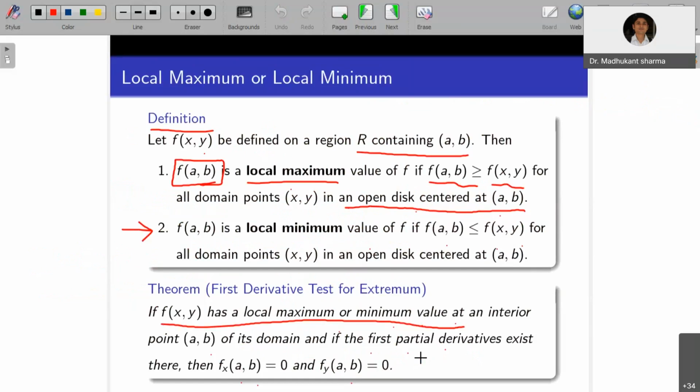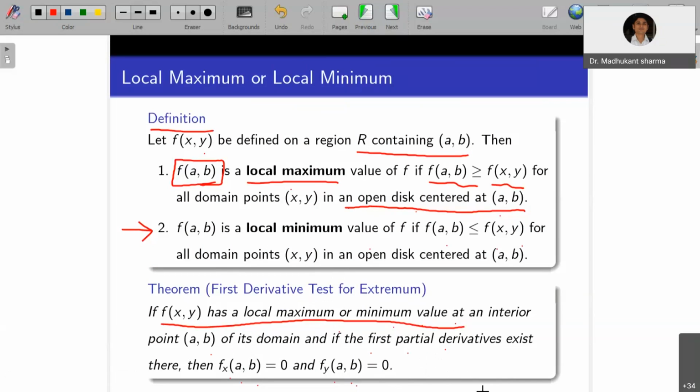Now you can increase one more dimension here everywhere, and a similar result will hold true, so I'm not going through that. The first derivative test for extremum can also be extended to three variables, where you have f x at a comma b comma c equals 0, f y at a comma b comma c equals 0, and f z at a comma b comma c equals 0. You can extend to as many dimensions as you want.